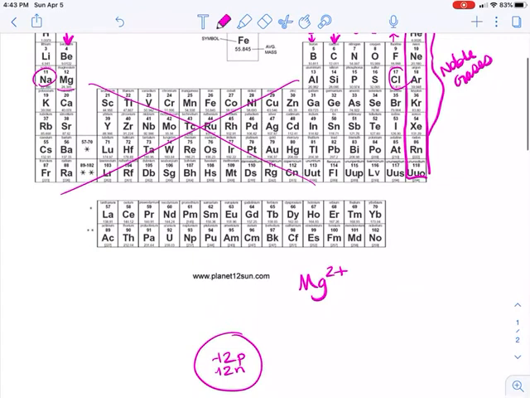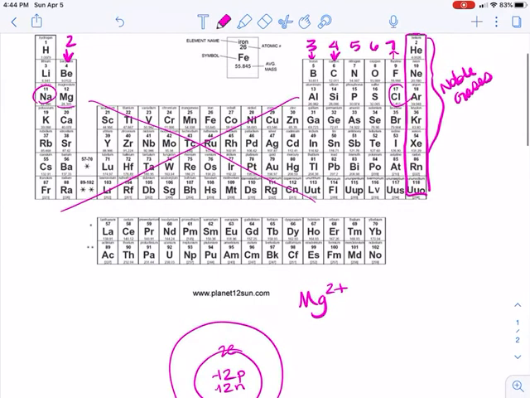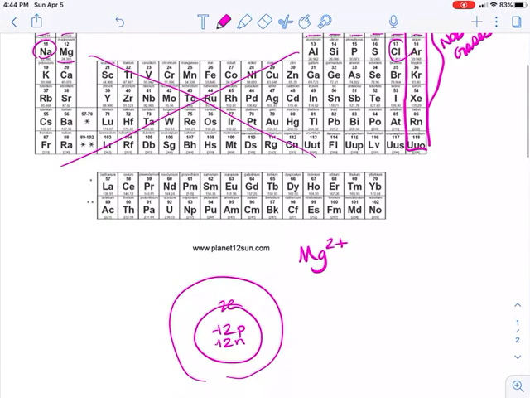Well, how many total electrons can it have in that first shell? Well, it can only have 2. This should be familiar from when you did electron configuration. Then in the second shell, that's that row right there. How many total elements are there in that second row? Well, if you count all of them, there's 8.